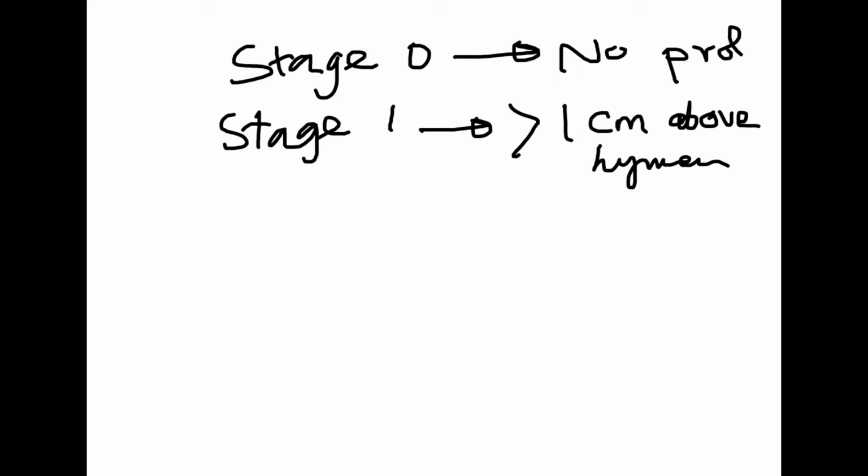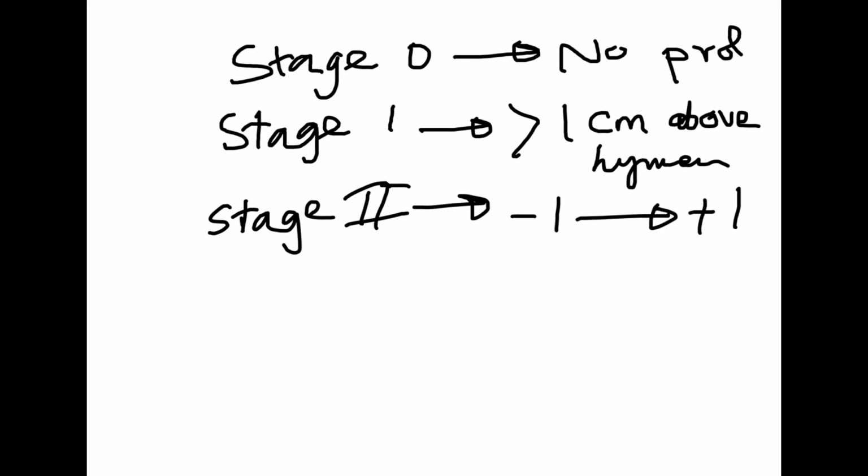Stage 2 will be when the leading edge of the prolapse is between -1 to +1. So anything from less than 1 centimeter above the hymen to anything up to 1 centimeter below the hymen. Okay, so from 1 centimeter above to 1 centimeter below is considered stage 2.